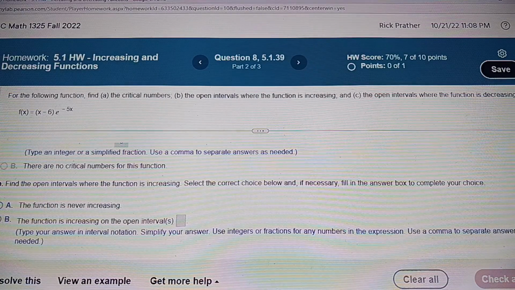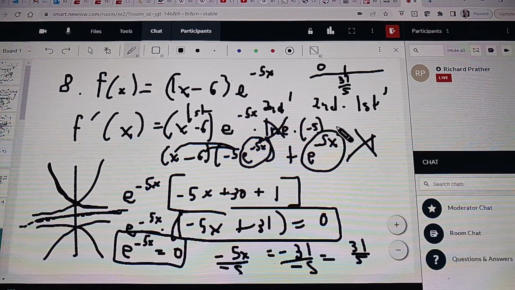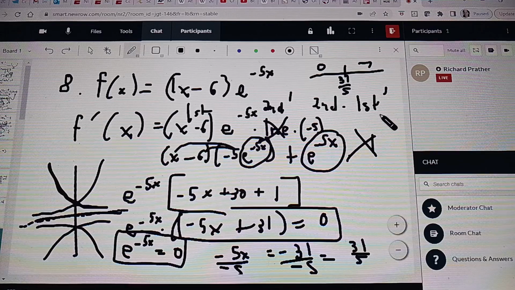So now I can make a number line with just that. 31 over 5. 30 divided by 5 is 6, so this is exactly 6.2. So I would pick 0 for less than that. You could pick 6, but I would just use 0. It's easier. And then I would use 7 for something bigger than 6.2.